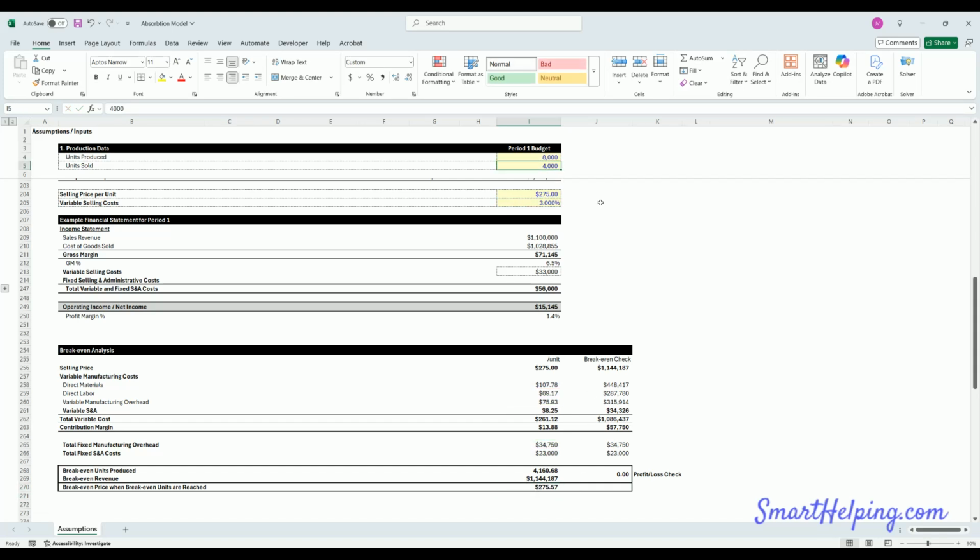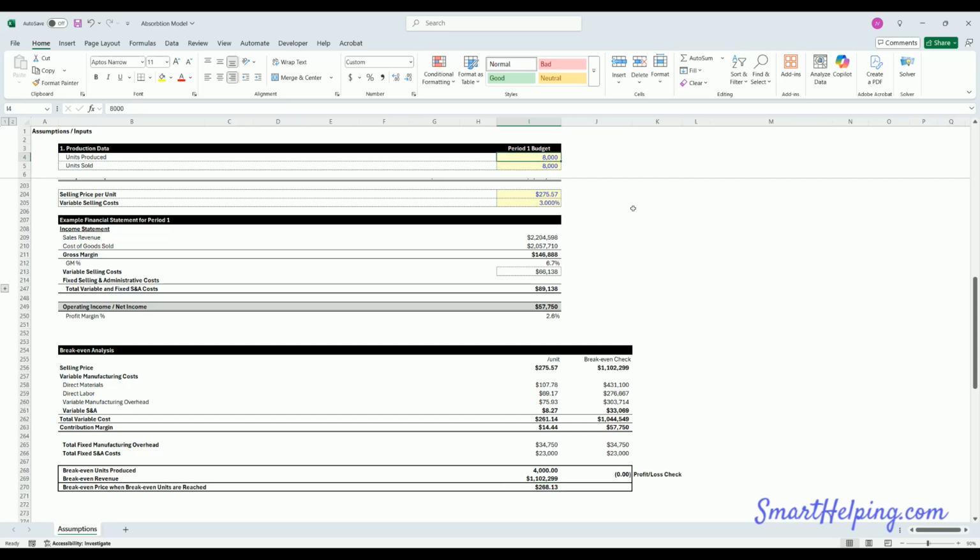But the units sold, I guess if you make the units sold exactly the same as units produced, I'll put this into here. Okay, that gets you right to break even. But what if you put 4,000 units here? Now it's 275. Okay, no, that's not the break even. So this is the break-even price when break-even units are reached. So you have to put in the same units sold here, and then that's going to give you the break-even price that you have to charge.